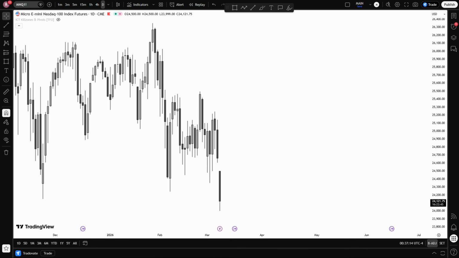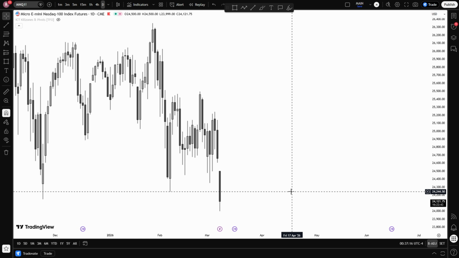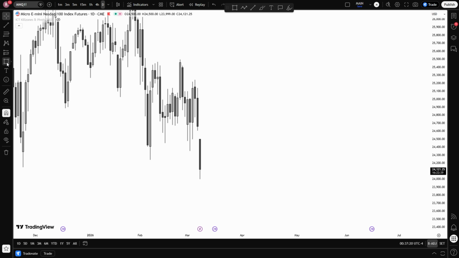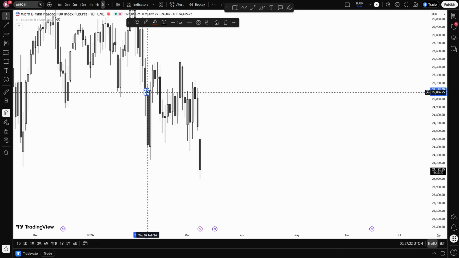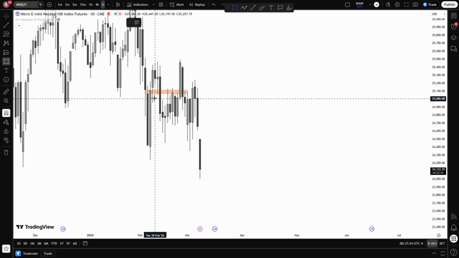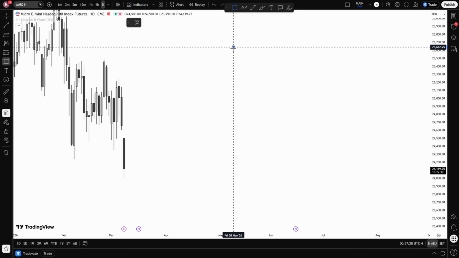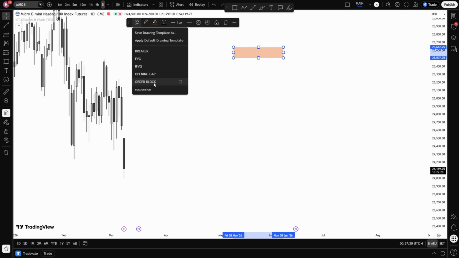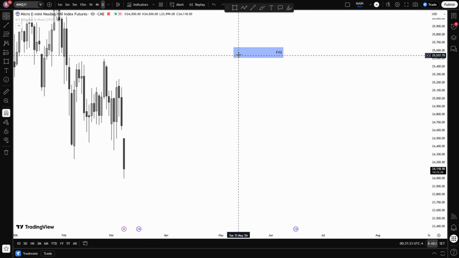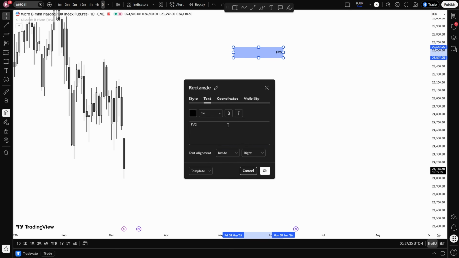So basically, for you to understand what a suspension block is, you first need to understand what a volume imbalance is and what a fair value gap is. If you don't have a clear idea about these two concepts, then you should learn them first. I've already explained both of these concepts in my previous videos, so you can go and watch those if you need a deeper understanding. Now let's talk about what a suspension block actually is.